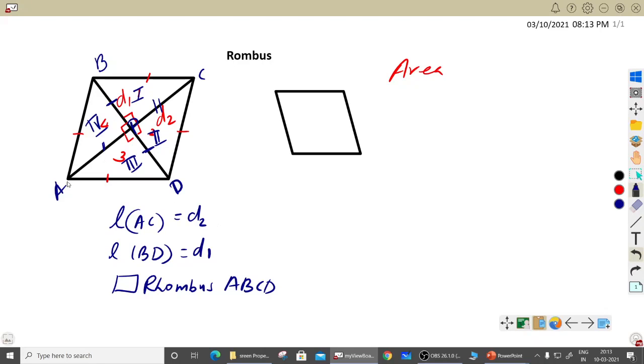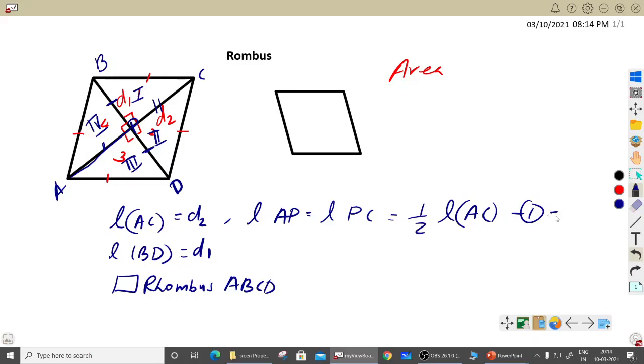If I consider length of AP, look here, this one, from here to here, it is equal to length of PC, because the diagonals bisect each other. So it is half of length of AC. Clear? Keep this in mind.